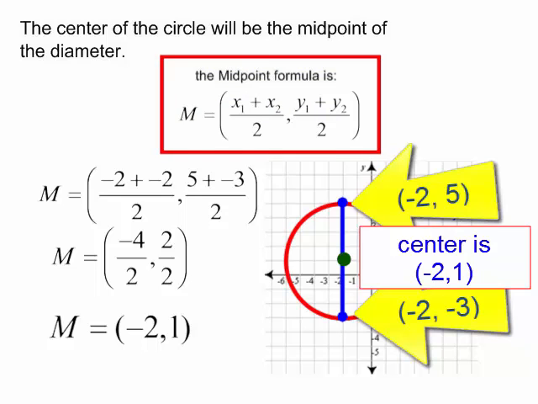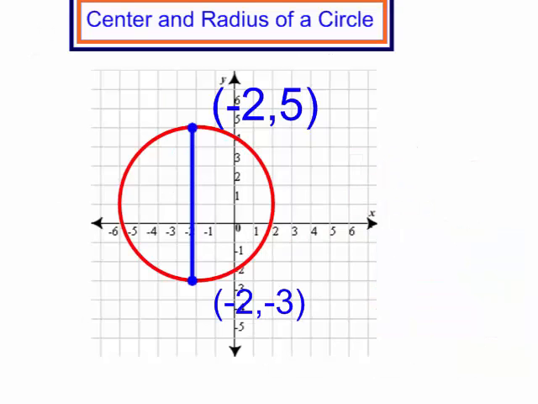Now we need the radius. Once again, I do know the endpoints of the diameter, and I know that the radius is half of the diameter. Well, I could use the distance formula and find the distance between those endpoints and take half of it. Although this is a vertical line, so I could just count, and I do see that the diameter is 8. I could also find the difference in the y coordinates and take the absolute value. So if the diameter is 8, I know that the radius is 4.